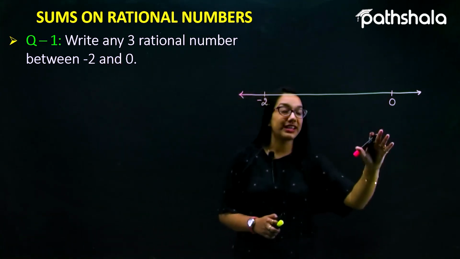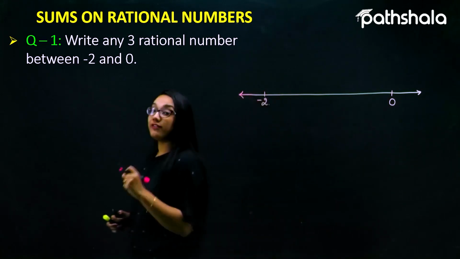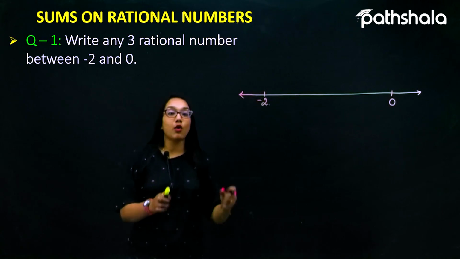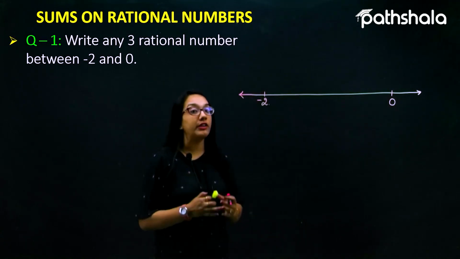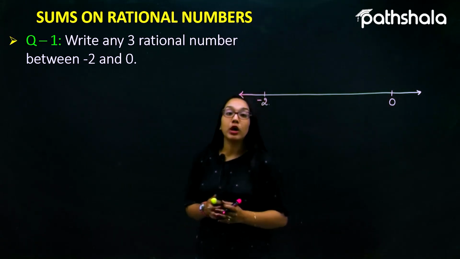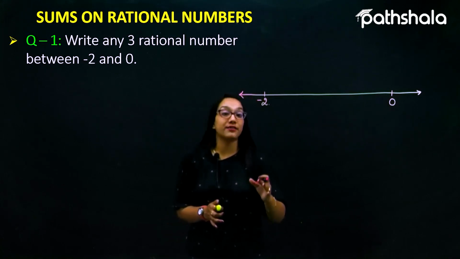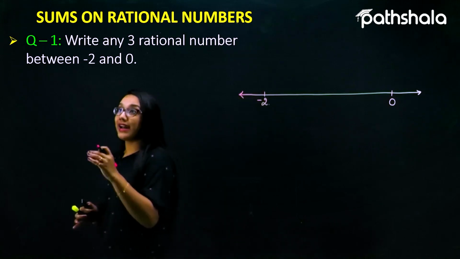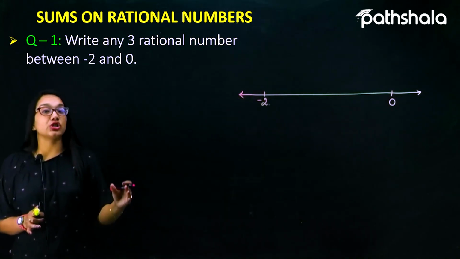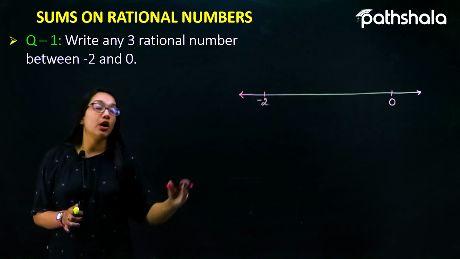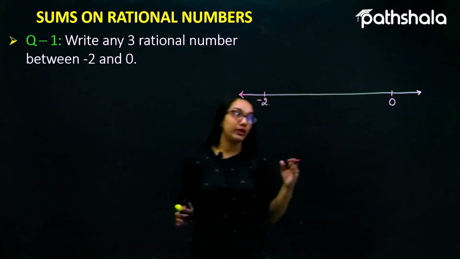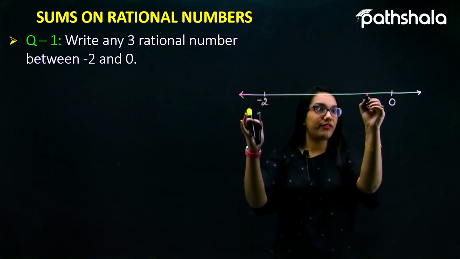0. So for this case, what we will do is divide -2 and 0 into a number of equal sections, whatever we want. Let us suppose I take the number of sections as 5, 5 equal sections from 0 to -2. Let us suppose I'm dividing this whole into 5 sections.